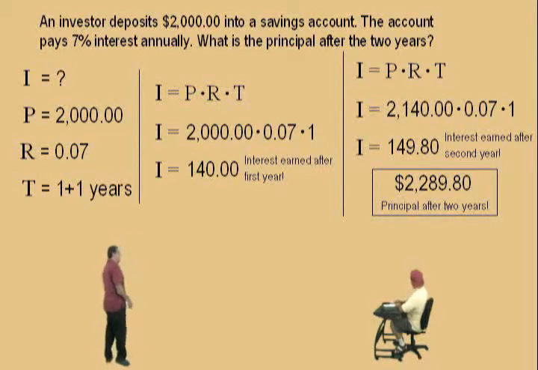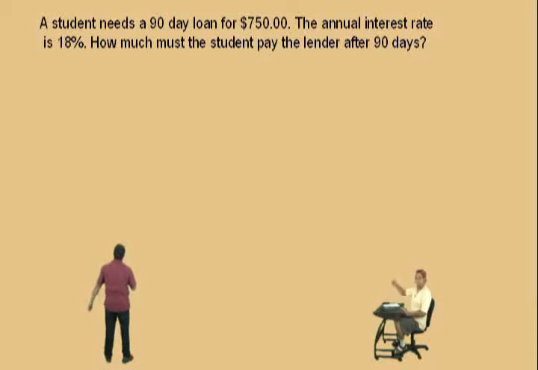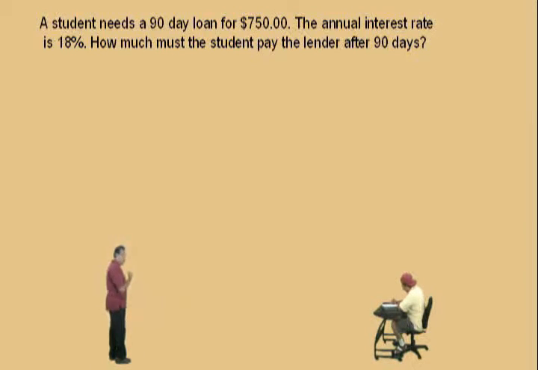All right, Charlie, let's do another one. A student needs a 90-day loan for $750. Okay? The annual interest rate is 18%. Whew, be careful with that. How much does the student pay the lender after 90 days? So the student's going to pay off a loan in 90 days, but let's figure out how much he has to pay, right? He's got to pay some interest plus the amount he borrowed.